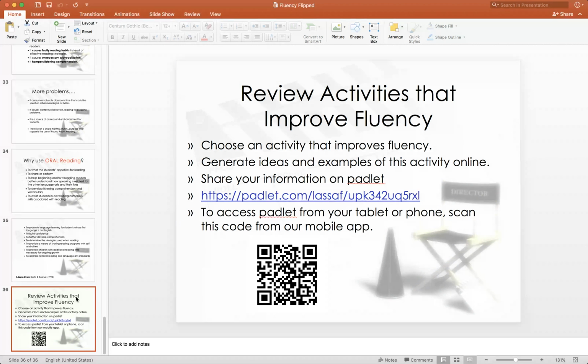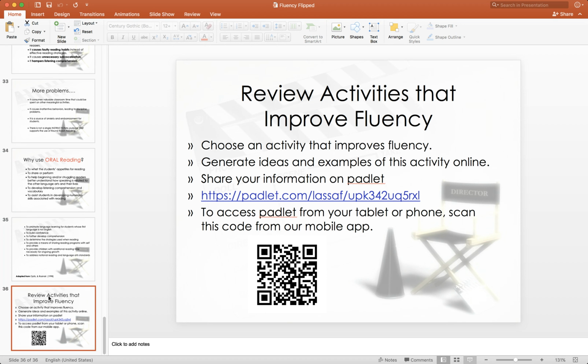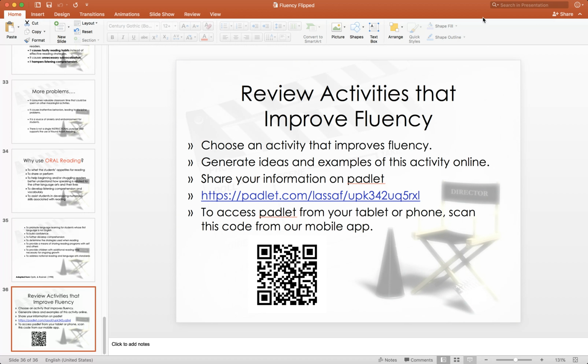You can use the URL on this last slide, or you can take your phone or your tablet and scan this QR code, and it should pop up Padlet on your phone. All right, that's the end. Look forward to seeing your presentations and your activities on Padlet. All right, thank you.